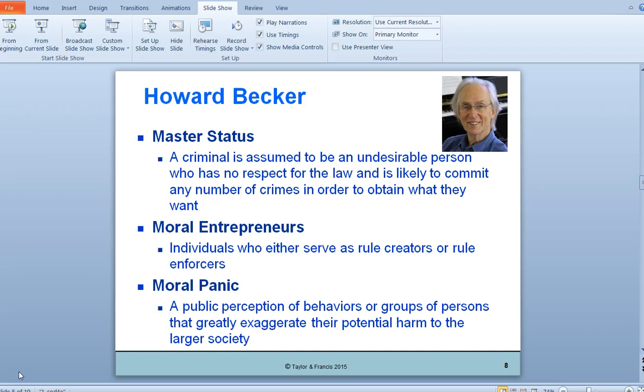He had master status, where a criminal is assumed to be an undesirable person who has no respect for the law and is likely to commit any number of crimes in order to get what they want. Moral entrepreneurs, individuals who either serve as rule creators or rule enforcers, and the moral panic, which is the public's perception of behaviors or groups of persons that greatly exaggerate their potential harm to the larger society. And remember, again, these are all this theorist's beliefs on how society is reacting to crime.